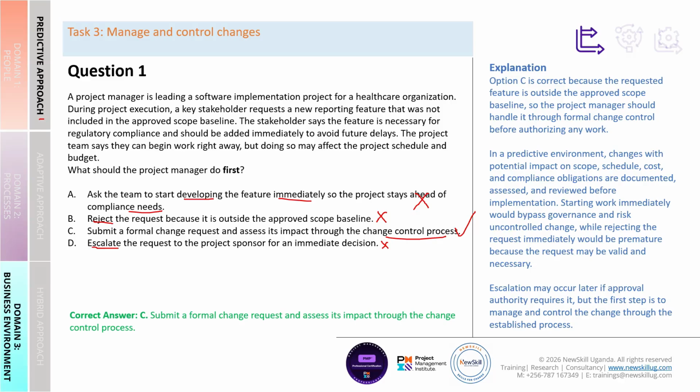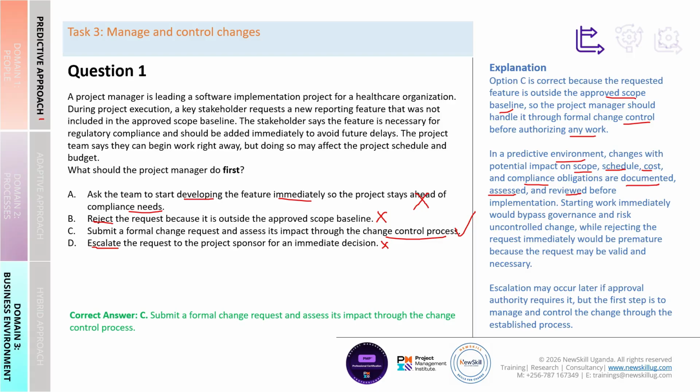And the reason why option C is correct is because the requested feature, first of all, is outside the approved scope. So it is a change. So the project manager should handle this through the formal change control process before authorizing any work. We know that according to the PMP Guide 8th edition, in a predictive environment, changes which have the potential of impacting the scope, the schedule, and the cost, or even the compliance obligations should be documented formally, assessed formally, and reviewed formally by the change control board before they're actually implemented.